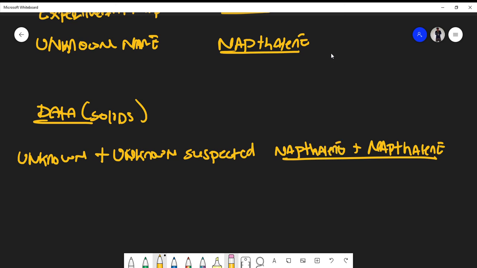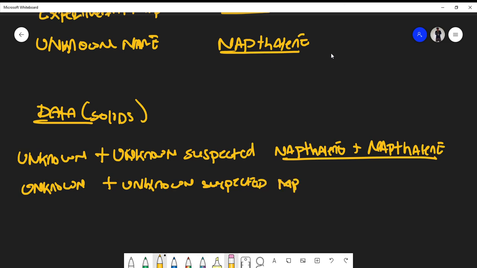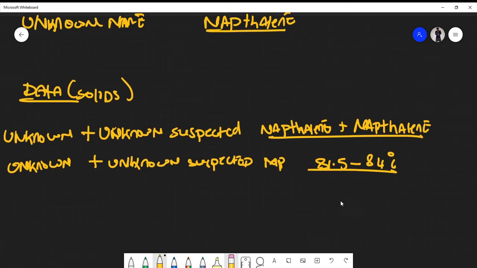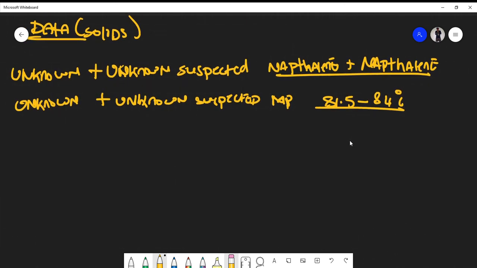And the reason why you do this is that you want to take the melting point. So you want to take the unknown plus the unknown suspected. You want to take the melting point. When I did this experiment, mine was about 81.5 to 84 degrees C. Now, here's the reason why you do this. It's to confirm that you actually have naphthalene.